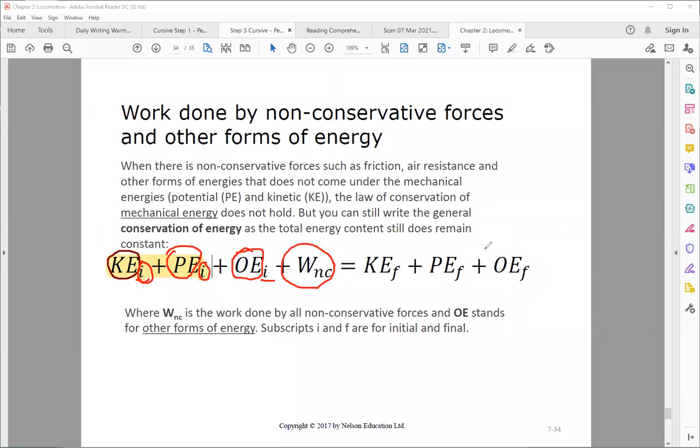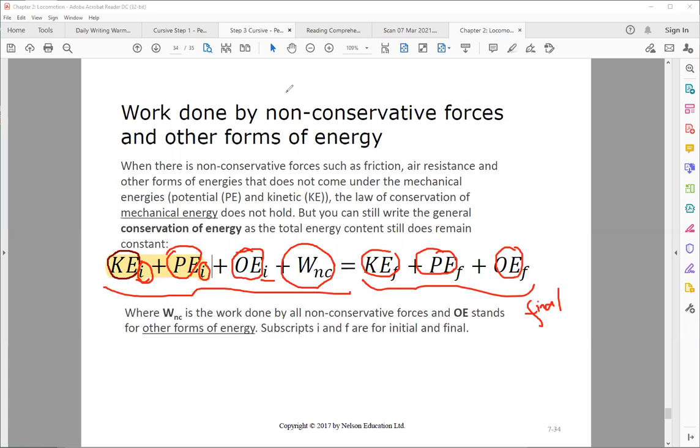So the work done by the non-conservative forces, this is initially. This is the initial state. And on the other side of the equation, you have the final state. Then you have kinetic energy final plus potential energy final plus other energies final. Now this is the work done, taking into account non-conservative forces and other forms of energy.